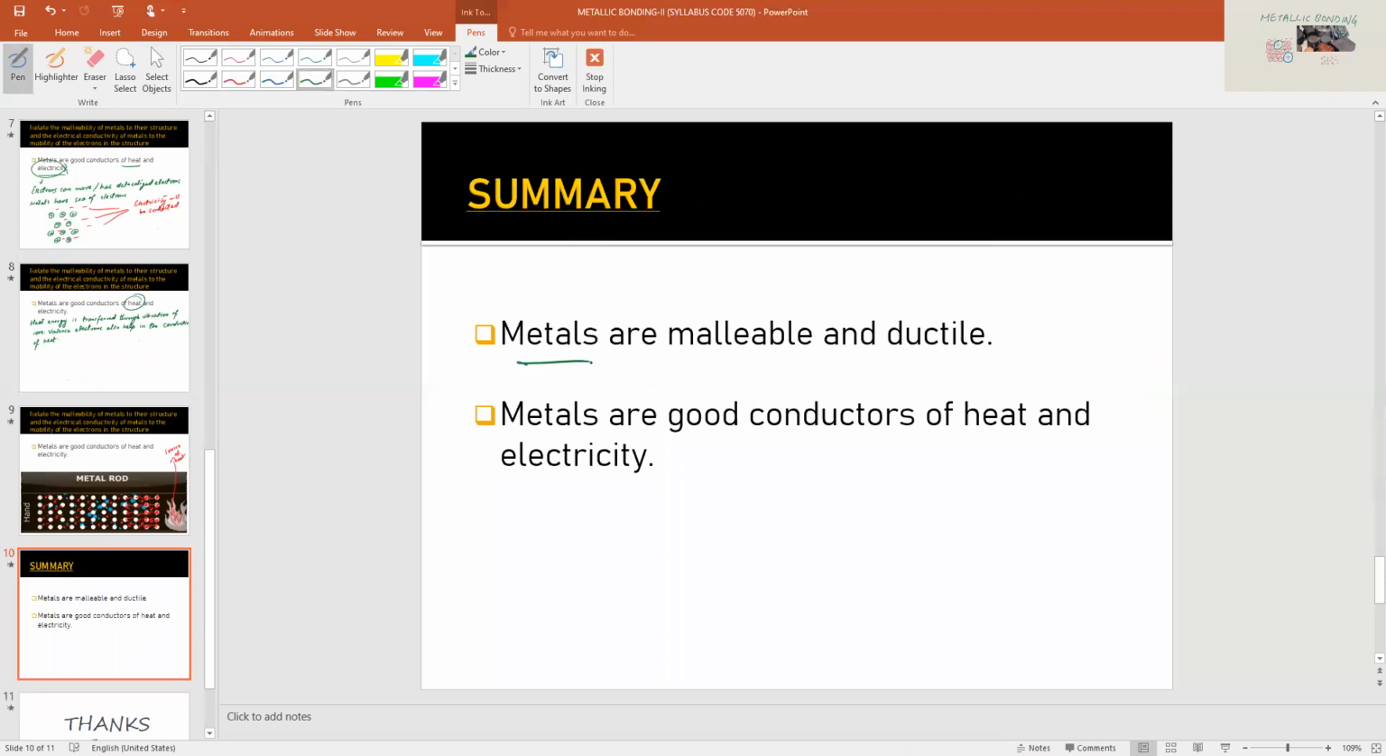In summary, metals are malleable and ductile. Metals are good conductors of heat and electricity.